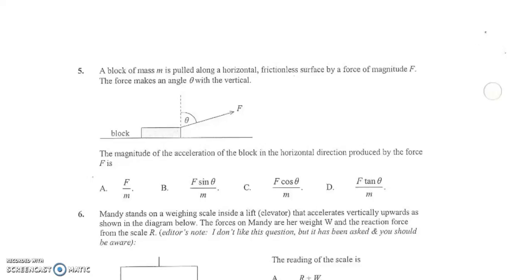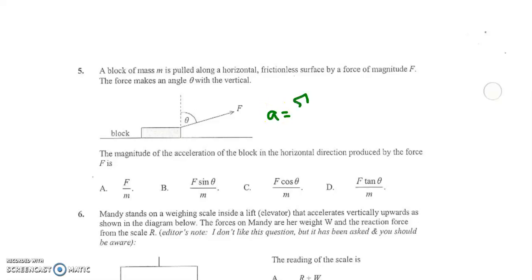Okay, so welcome to the third and potentially the last tutorial on the review for the laws of motion test for the AP/IB physics class. So this next one, number 5, has a block of mass m being pulled along a horizontal frictionless surface by a force of magnitude F. So I want to figure out the acceleration of the block.